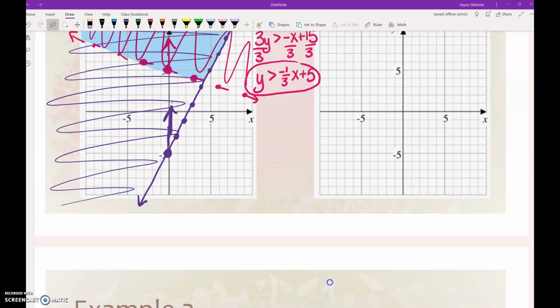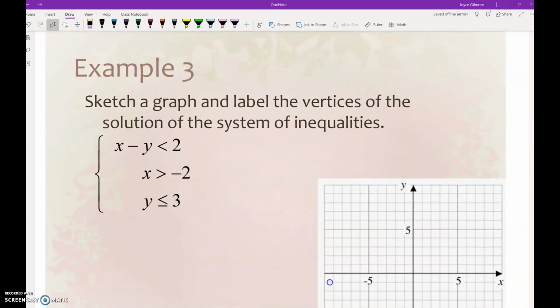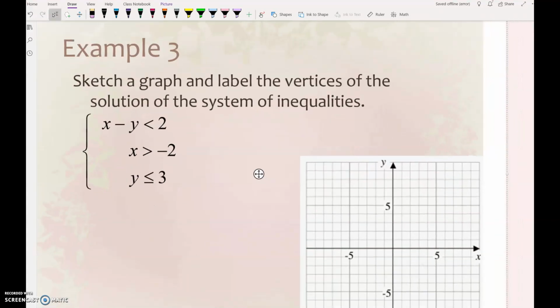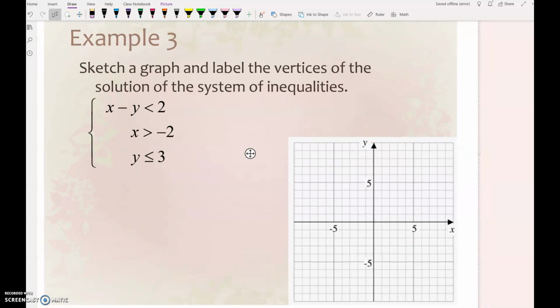All right, let's move to example 3. I want you to try example 3 on your own. Yes, there are 3 inequalities, but I believe in you. You can totally do this. Rearrange the first inequality. Don't forget your rules. The second 2 are either horizontal or vertical. Get all of these graphed on the graph.